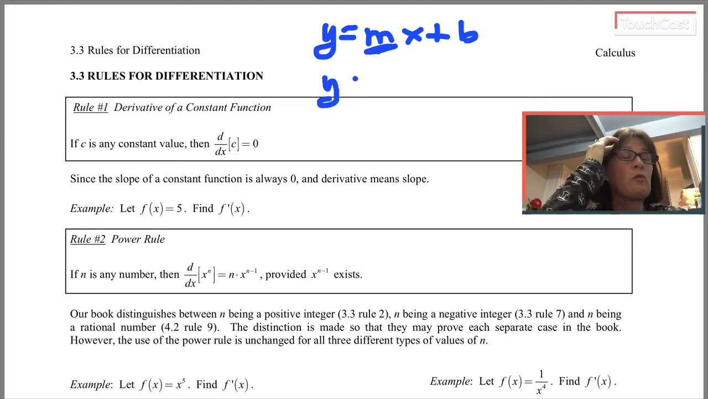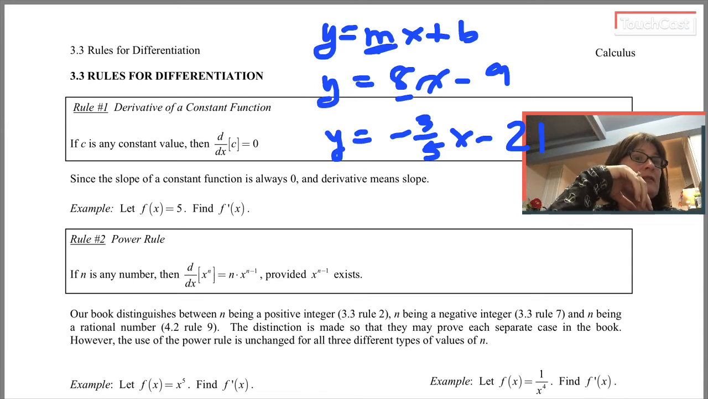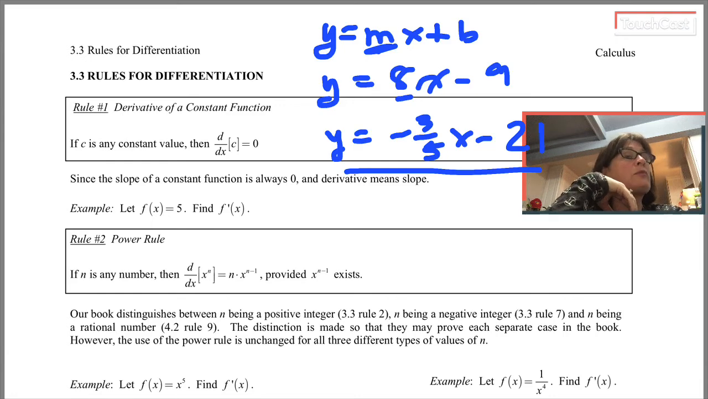It's this number that multiplies x. So if I give you a function y equals 8x minus 9, what's the derivative? Well, this is a linear function. The derivative must be the slope. The derivative would be 8. And if I said y equals negative 3/5 x minus 21, what's the derivative? Well, y prime is going to be the slope of this line. This is a linear function. Y prime will be negative 3/5.